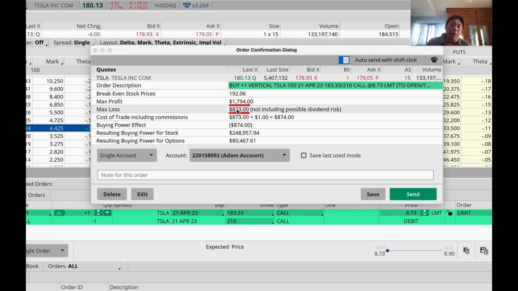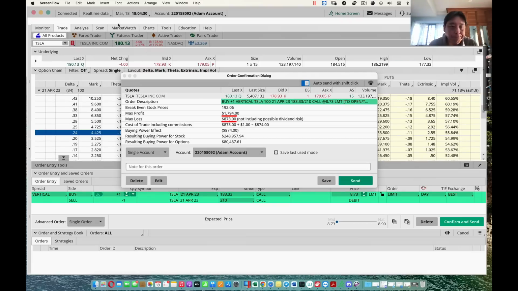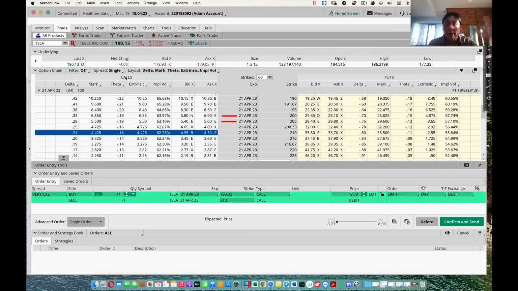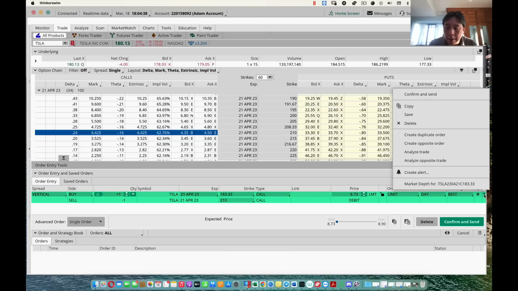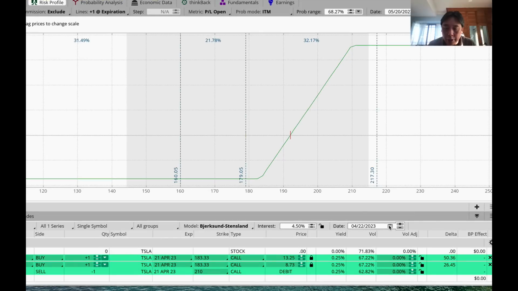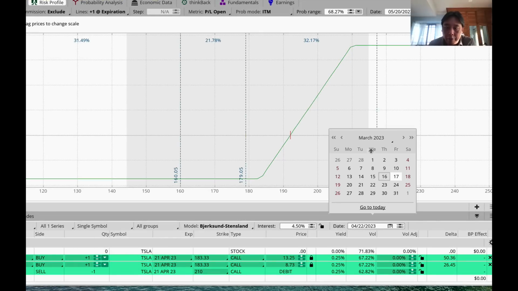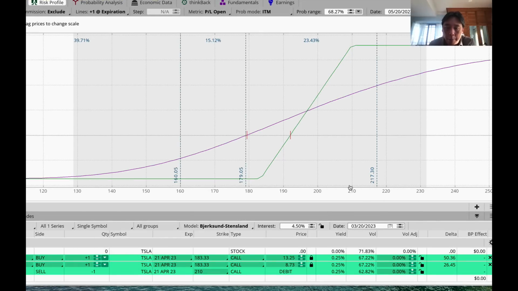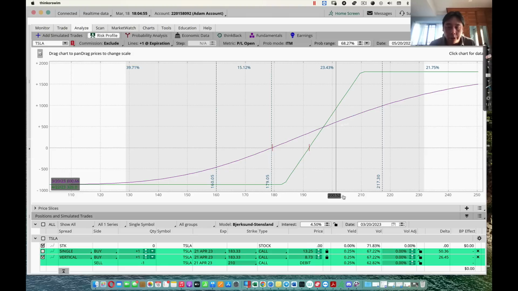So let me give you an example of how the profit and loss looks like in a bull call spread. And let's compare it to the straight call that we did in part 1 of the video. So let me bring up the Analyze tab. And over here, let's assume you enter the trade on Monday, which is the 20th of March. So let's go to the 20th of March. There we go. Okay.